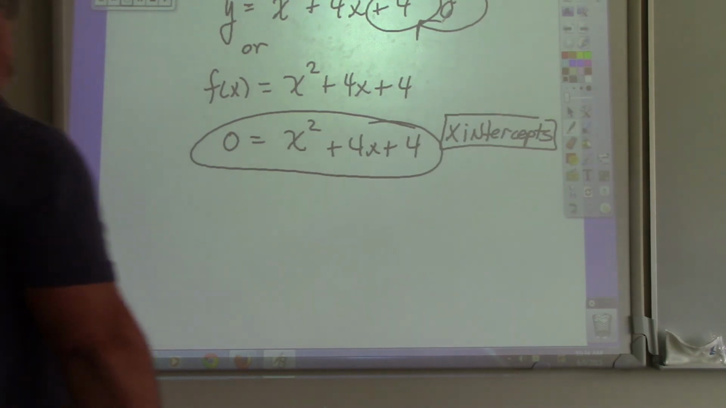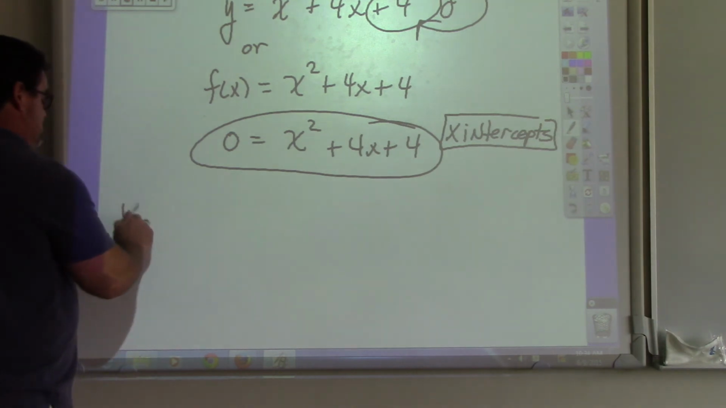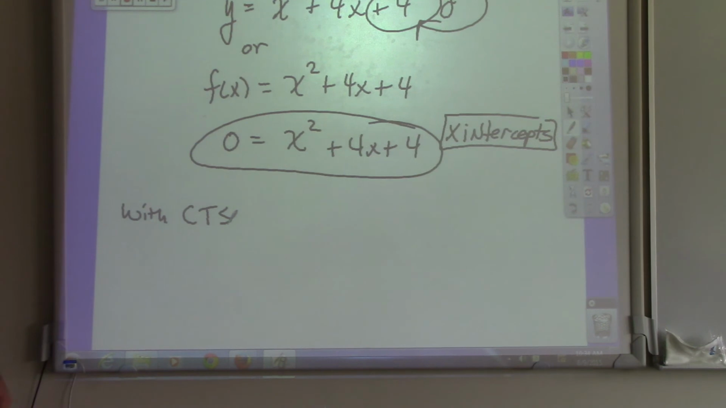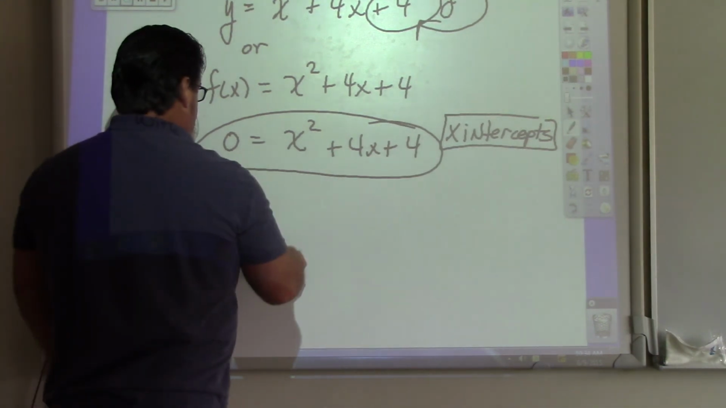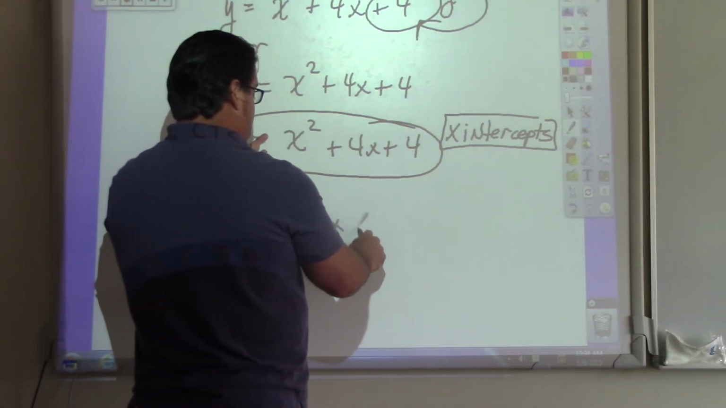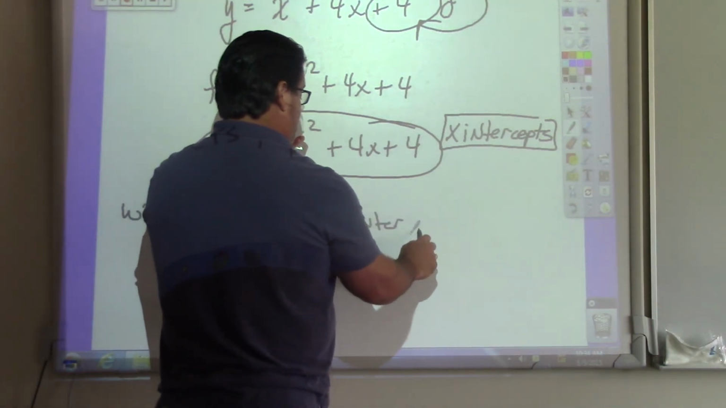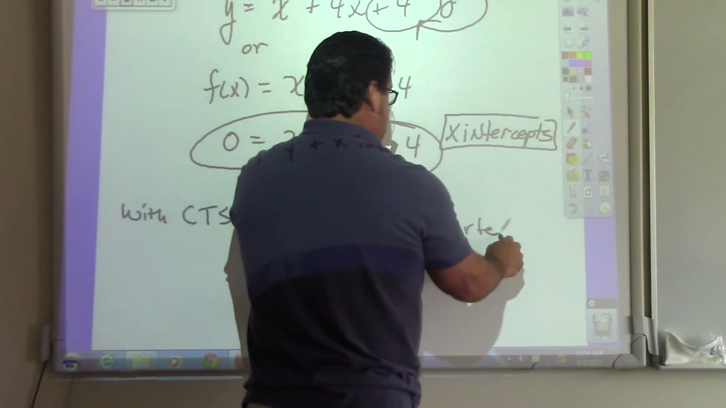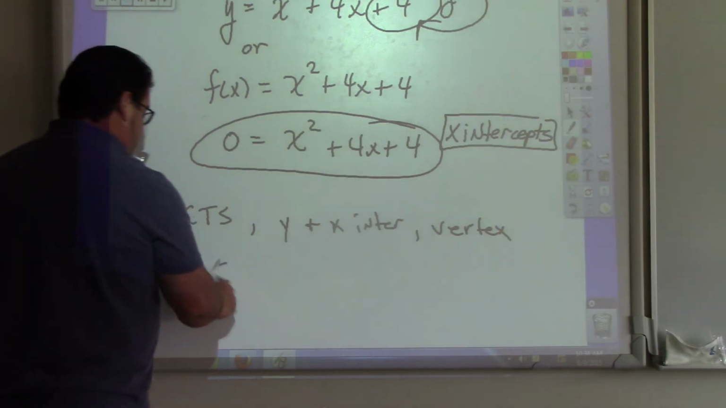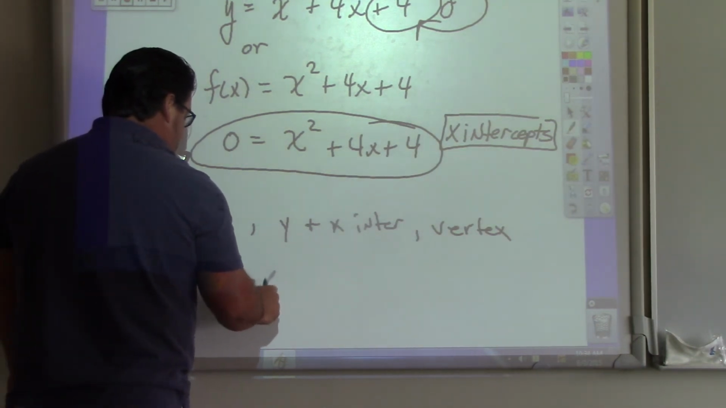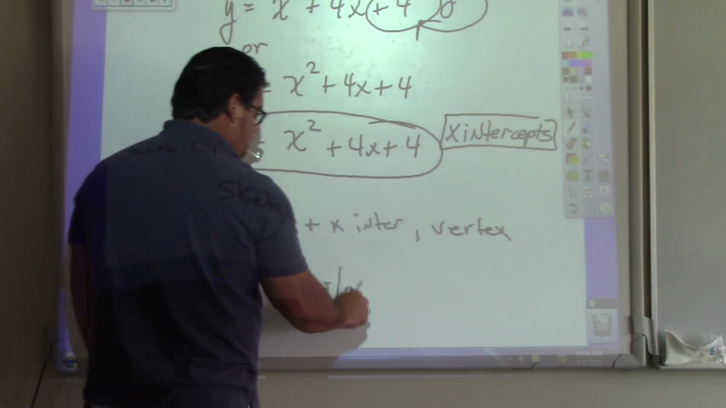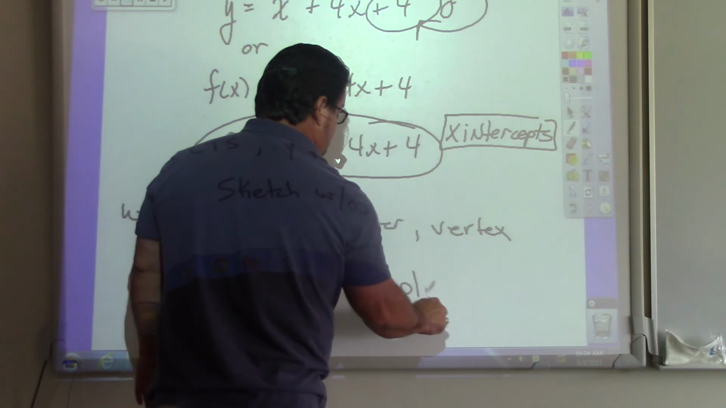So what I'm trying to tell you is, with completing the square, that's what CTS is, you already have the y-intercept and the x-intercept, and you'll be able to find the vertex. So technically, with completing the square, you'll be able to sketch the parabola without even plotting a bunch of points.